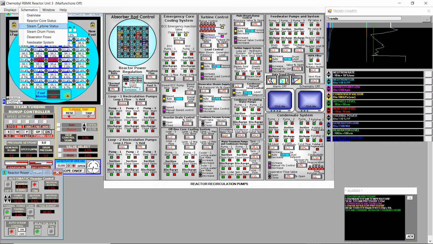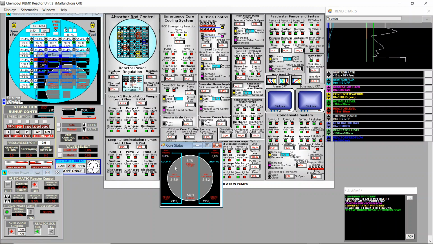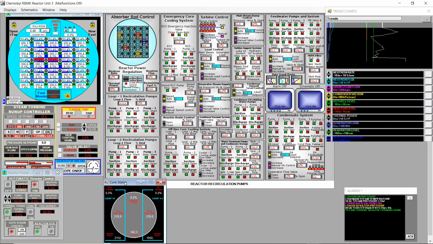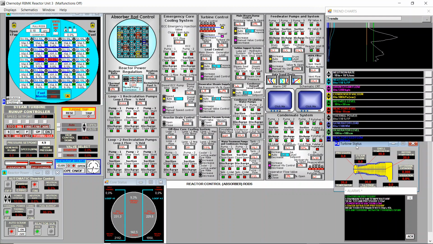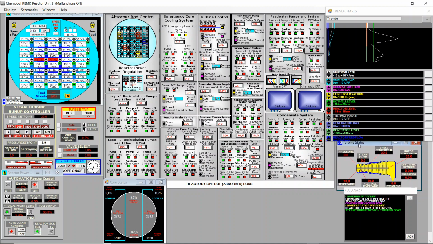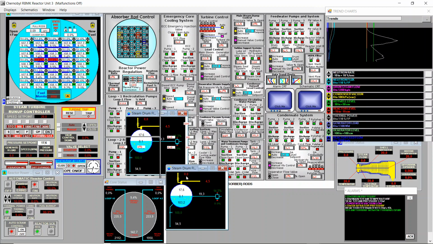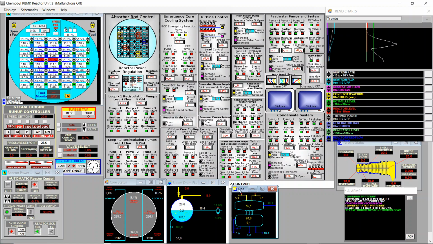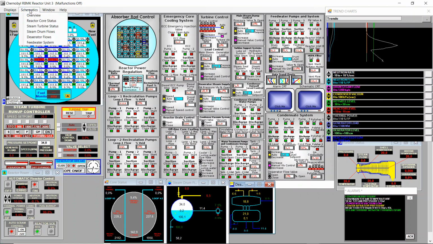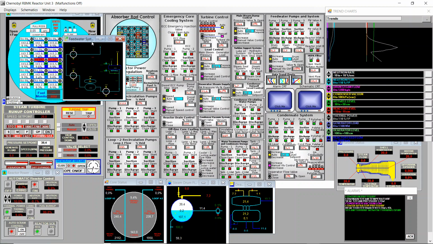Now it's at 10%, and now I will open some schematics: the core to see temperatures and flow, turbine, steam drum, the deaerator, and feedwater system.